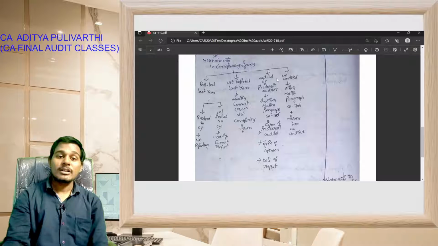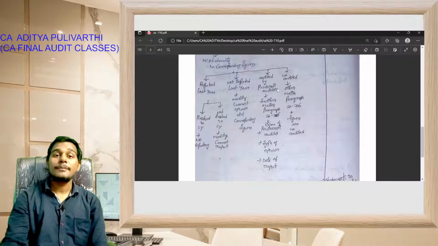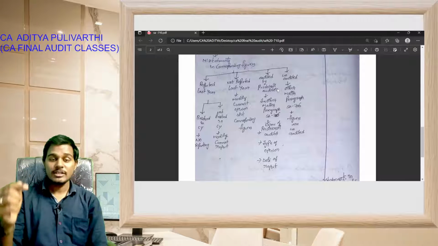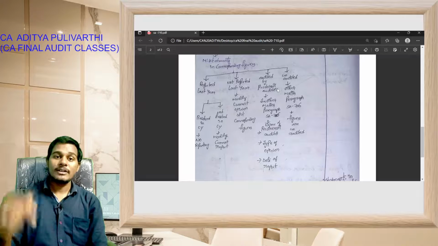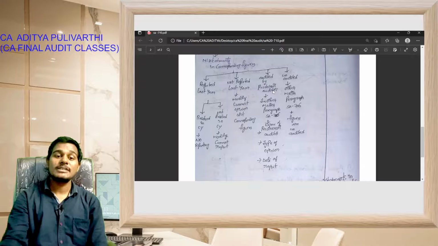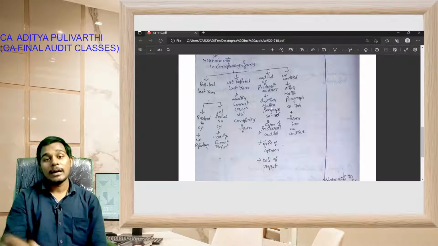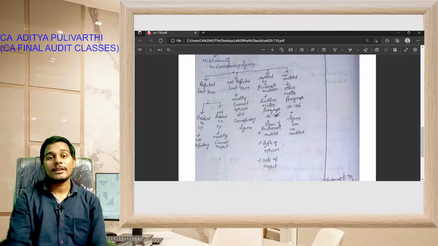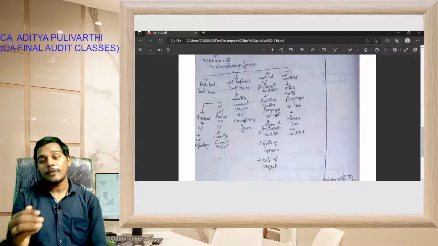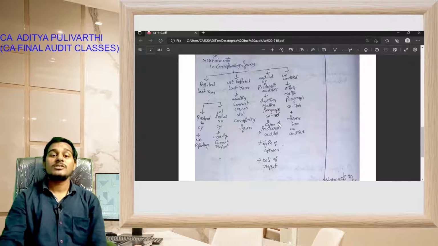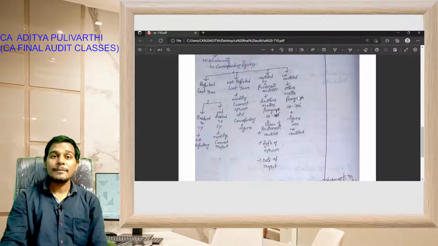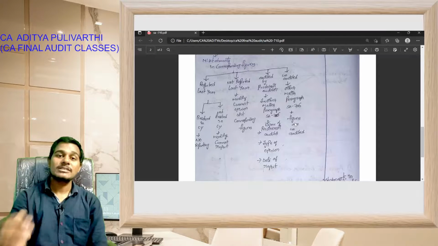If the corresponding figures were audited by the predecessor auditor, that is, the current year is audited by a different auditor and the previous year was audited by a different auditor, in such case the current year auditor, in the other matter paragraph, that is SA-706, will specify the name of the predecessor auditor, type of opinion and date of audit report. See students, in the case of unaudited figures, the auditor will specify in the other matter paragraph, SA-706, that the figures are unaudited.